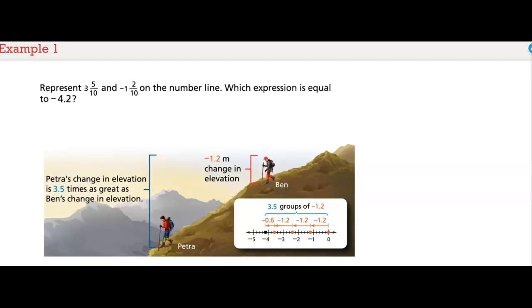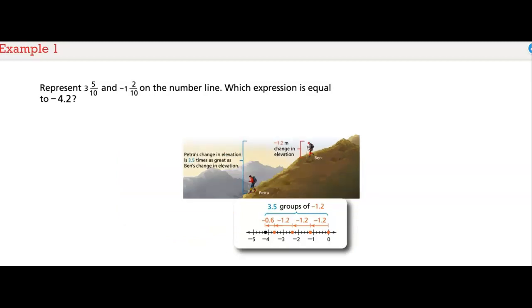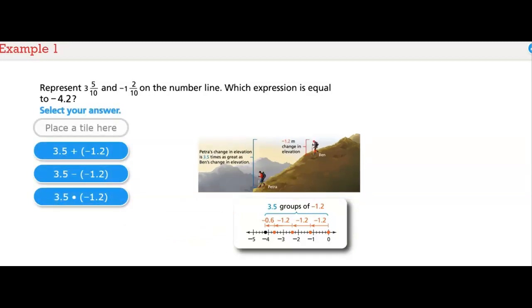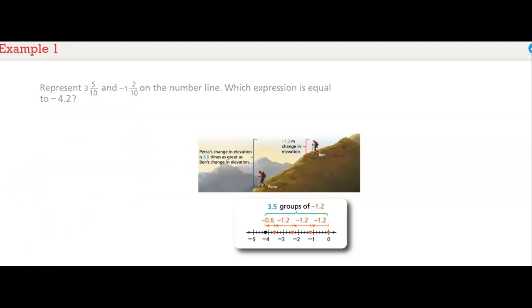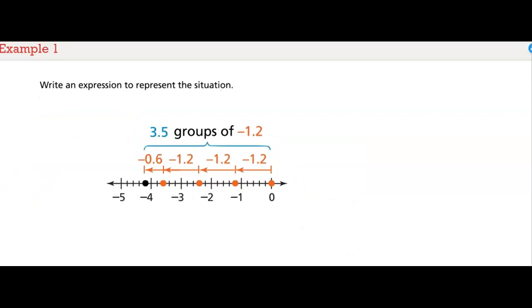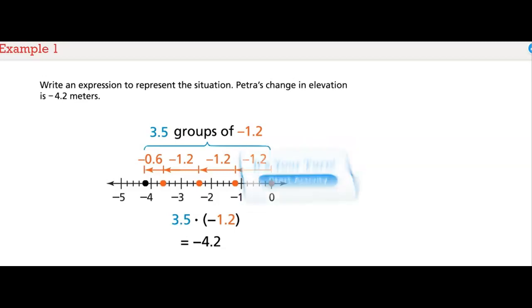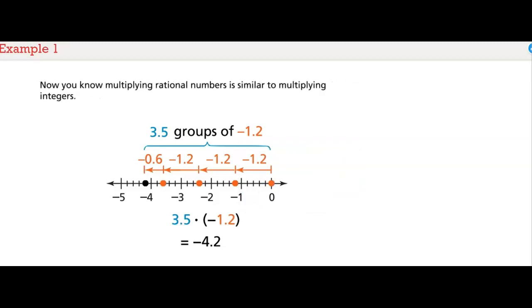Which expression is equal to -4 2/10? Select your answer. Now write an expression to represent the situation. 3 5/10 times -1 2/10 equals -4 2/10. Petra's change in elevation is -4 2/10 meters. Now you know multiplying rational numbers is similar to multiplying integers.